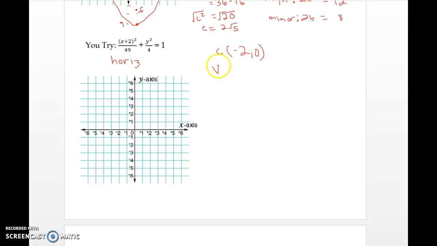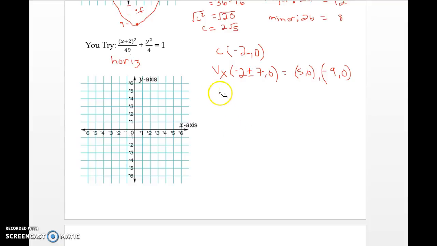Then I want to find all my vertices, so I'm going to say v sub x, negative 2 plus or minus my a, because that's what's under my x, and the square root of 49 is 7. And if you want, you can write it out. Negative 2 plus 7 is 5, and negative 2 minus 7 is negative 9. You don't have to write it out. You could just leave it as negative 2 plus or minus 7 comma 0.